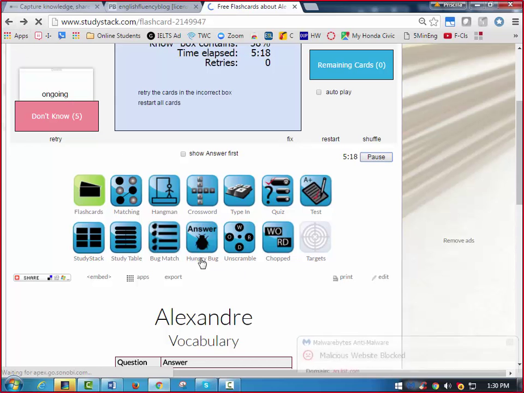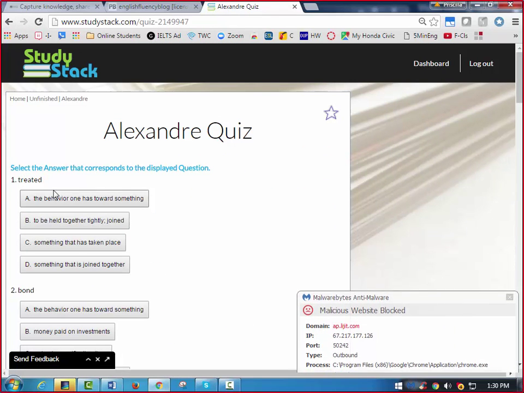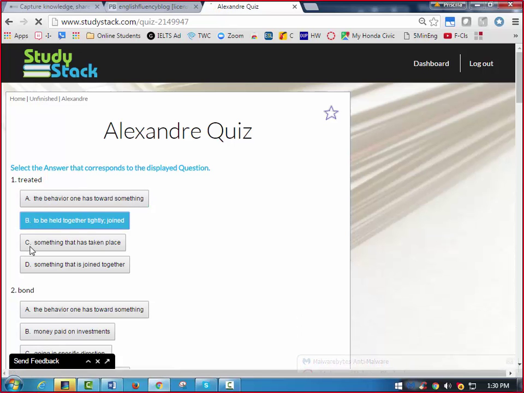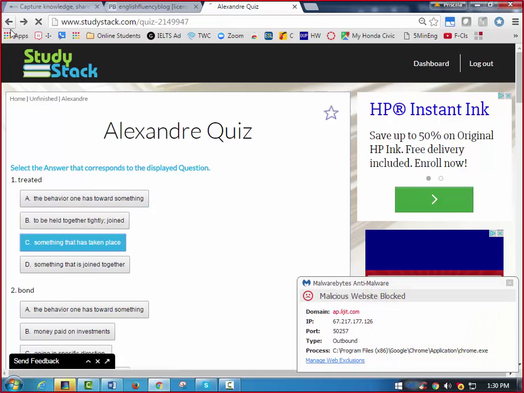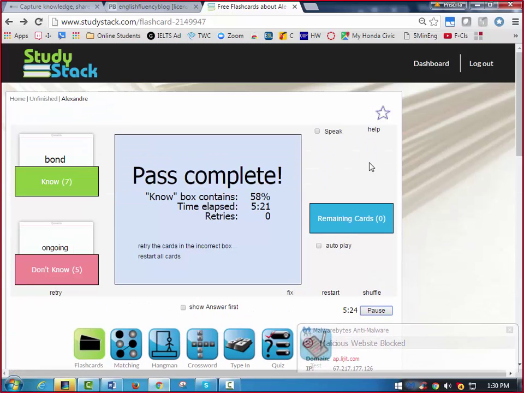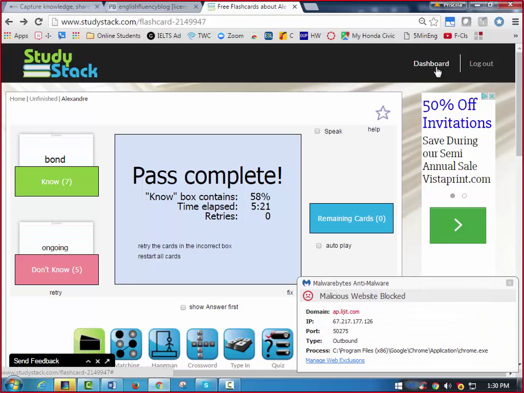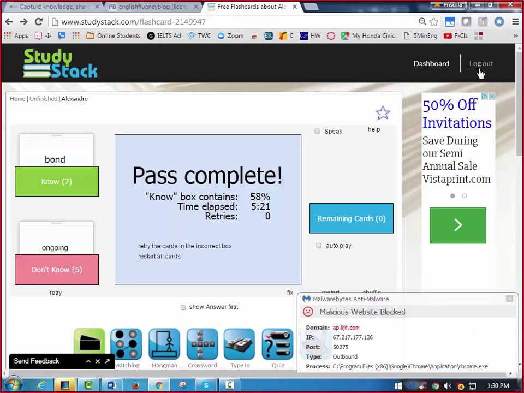Then there are other games that you can play. You can do a quiz if you like, treat it, choose one. Many different things that you can do. Now, let's go back. Let's go here and find out how do we actually create the study stack.